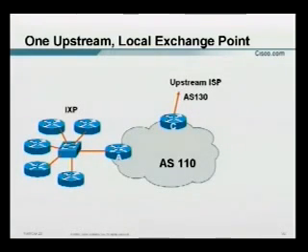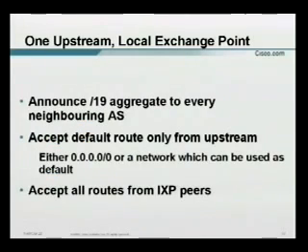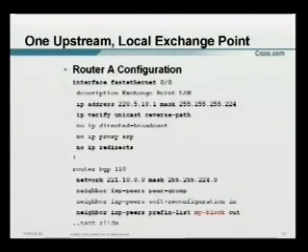Right, this is the picture. AS110, router A connects to the exchange point, router C connects to the upstream. Again, you announce your /19 aggregate to every neighboring AS. So router A's got now lots of neighboring ASs rather than just the one. We accept default route from the upstream, either network 0 or any network which can be used as a default. And we accept all the local routes from the exchange point peers. Okay? Sounds easy.